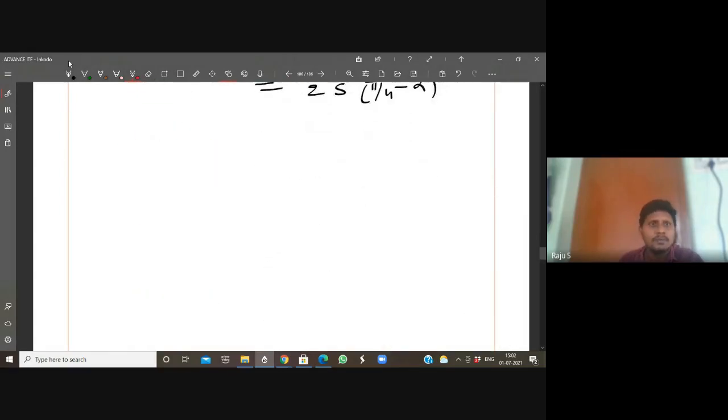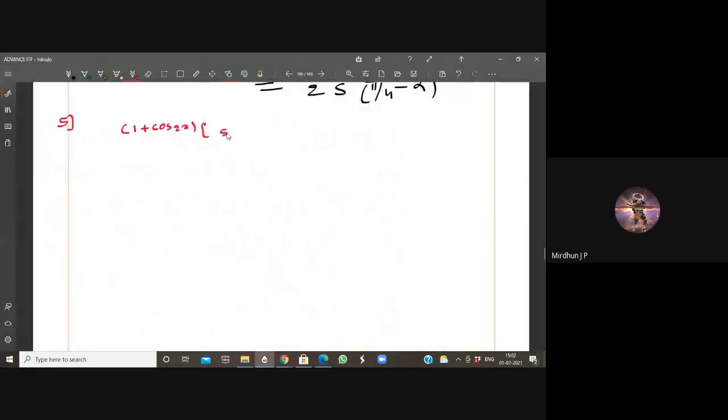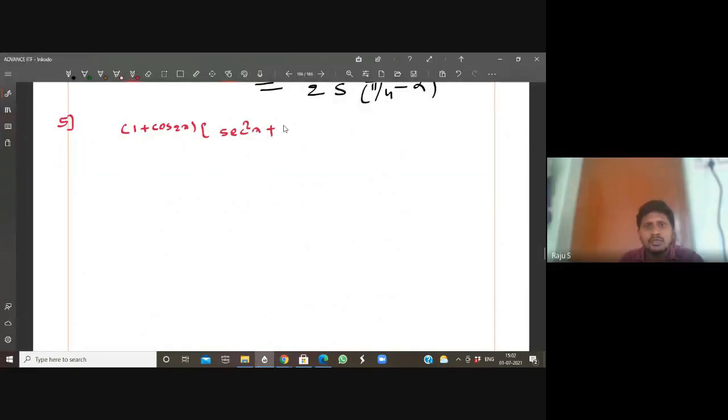Fifth question. We'll do here. Fifth one is, tell me what is the RHS they have given? 1 plus cos 2x into secant square x plus 2 tan x, right, students? Okay, fine. All divided by 2 they have given. Okay, students, can you tell me what is the 1 plus cos 2 theta formula?